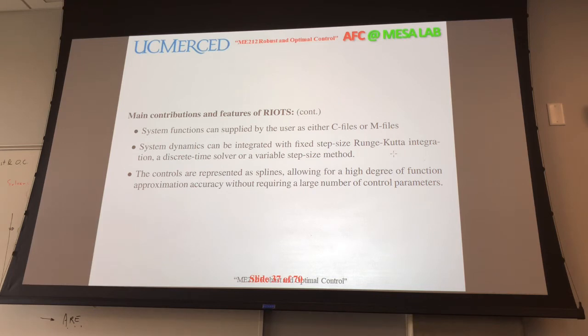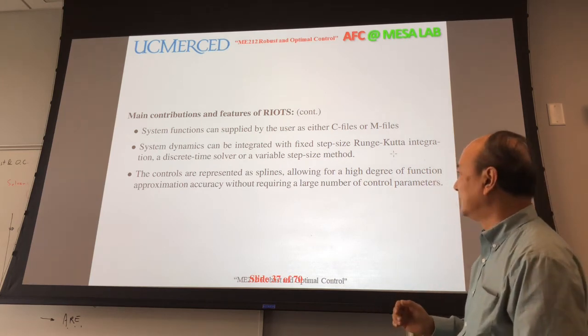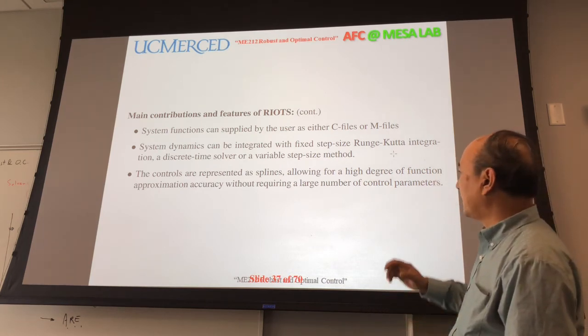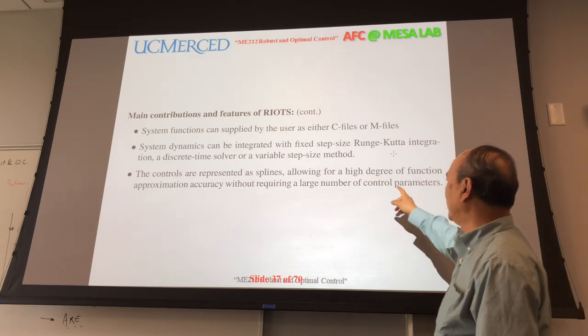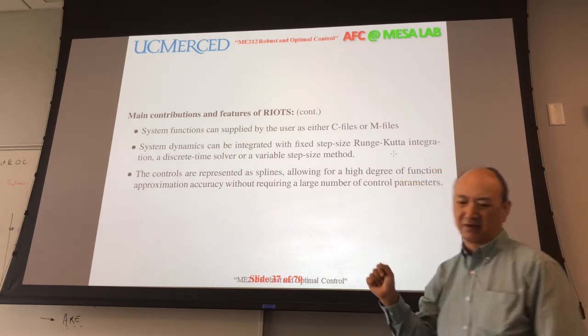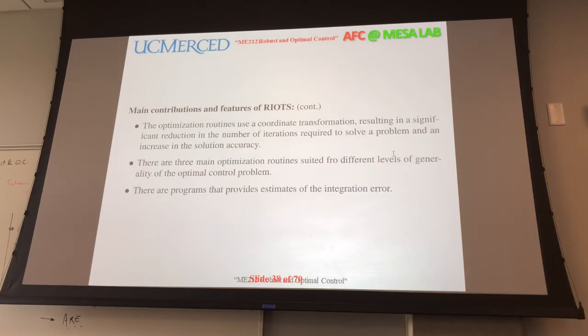Because we used splines instead of the discretization in the Euler's case, we can achieve very high accuracy without using a very high number of control parameters. So that's the benefit. Okay? And there are a lot of other techniques involved based on the theory, called consistent approximation.